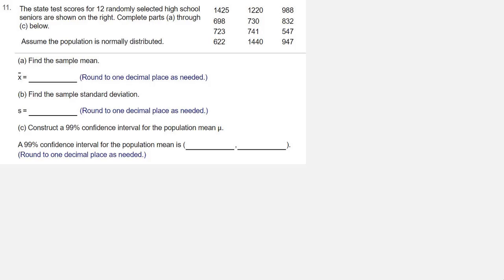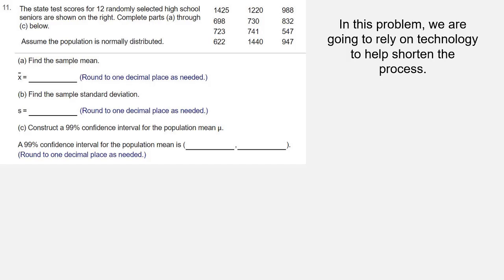So we have these 12 values. We're supposed to find the sample mean and the sample standard deviation and construct a 99% confidence interval. With a problem like this, we're going to really rely on technology to help us out here. We could make a table of values, find the mean, subtract the mean from each one of these values, square those values, add them up, and use the standard deviation formula. But technology is really going to shorten this process. So we're going to start with part A here, finding the sample mean.